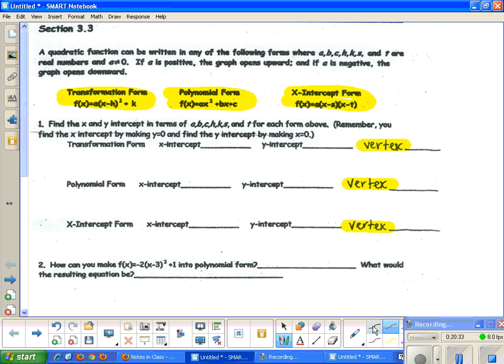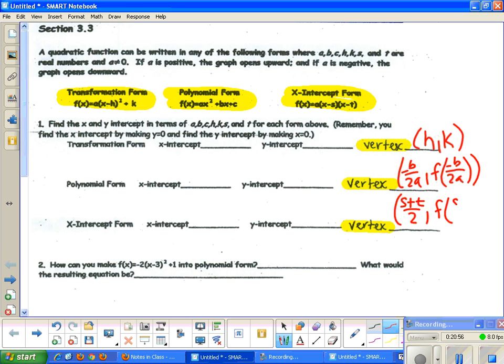So for transformation form, the vertex is, of course, h comma k. For polynomial form, the vertex is negative b over 2a comma the y value when you plug that in for x. And for the vertex in x-intercept form, it's s plus t divided by 2, and then the y value when you plug that into your equation and solve.